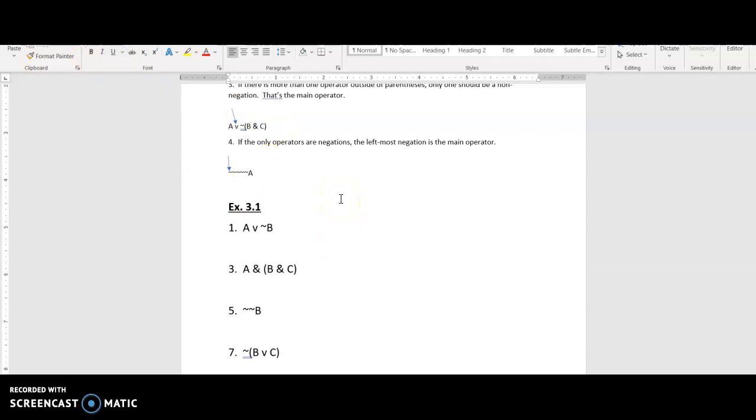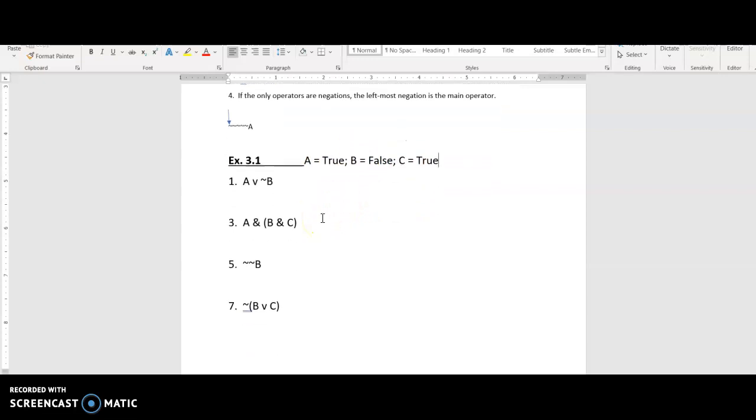And in 3.1, the sentences are assigned truth values. If you look all the way at the top, it says assume these truth values for the SL, that's sentential logic, atomic sentences A, B, and C. So we know that A equals true, B equals false, and C equals true. And that's going to apply to all of these, and those are fixed. I think 3.2 is similar.